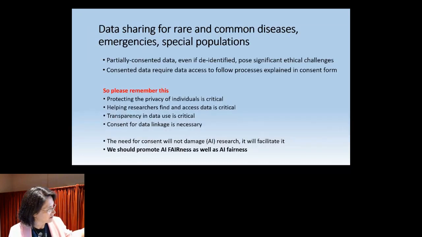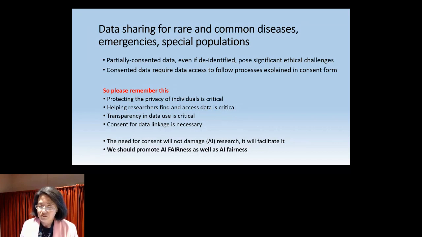Please remember protecting the privacy of individuals and groups is critical. Helping researchers find data is also critical. So is this data sharing versus privacy a kind of balance that we need to reach. Transparency in the use of data is also critical. Don't hide behind, oh, this being not used or something.